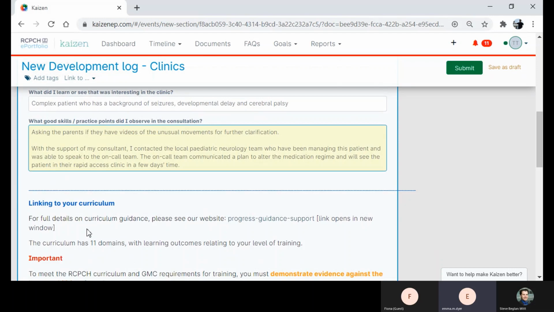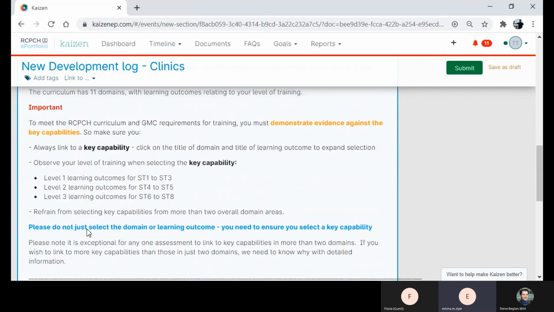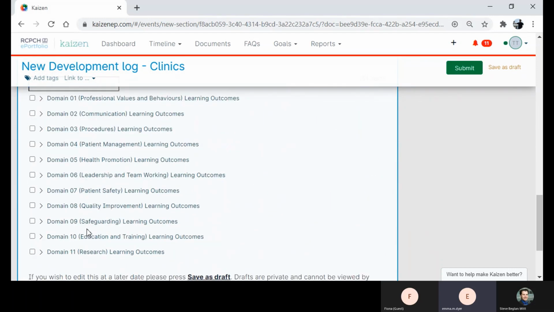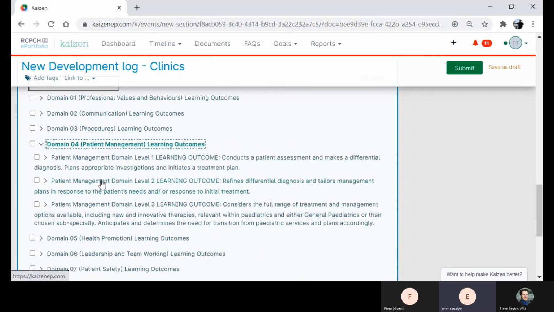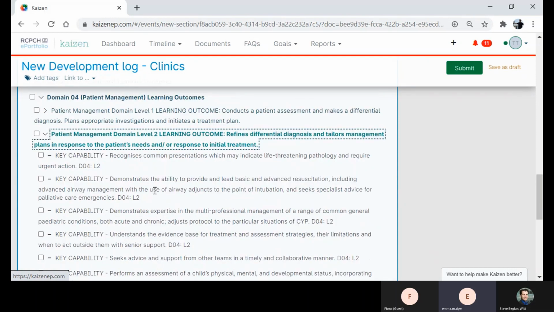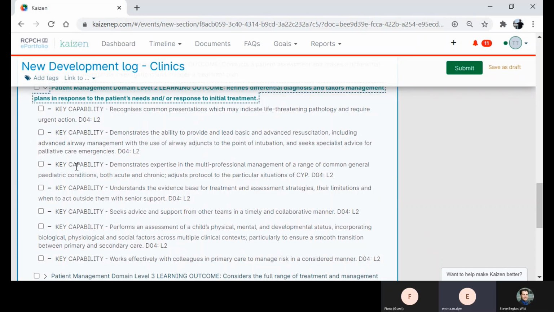The trainee then goes down to tag this to their curriculum. As they're a level 2 trainee, they want to tag to the level 2 curriculum, and they go to the patient management domain, the level 2 learning outcomes for that, which they click on to reveal the key capabilities. Reading through these, they feel that the key capability seeks advice and support from other teams in a timely and collaborative manner, best fits with the learning they got from this clinic, and so they tag to this key capability.